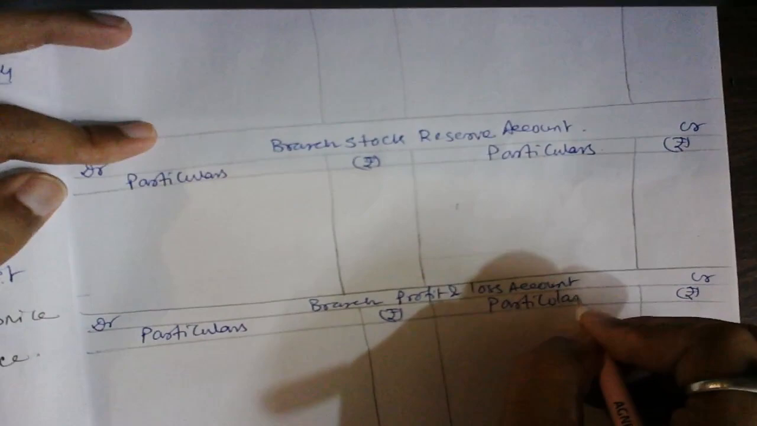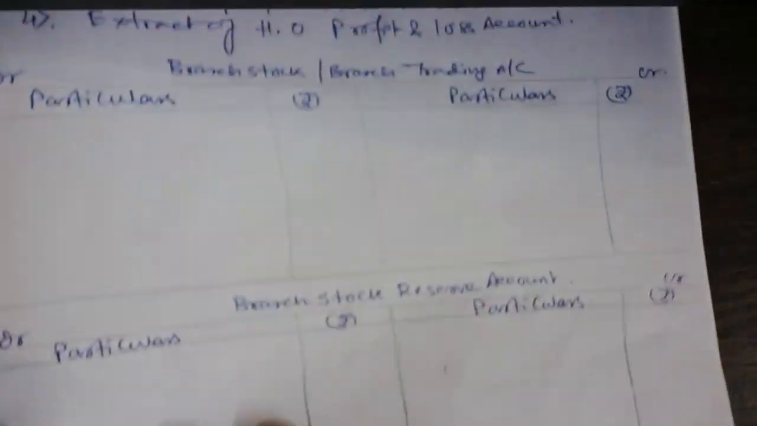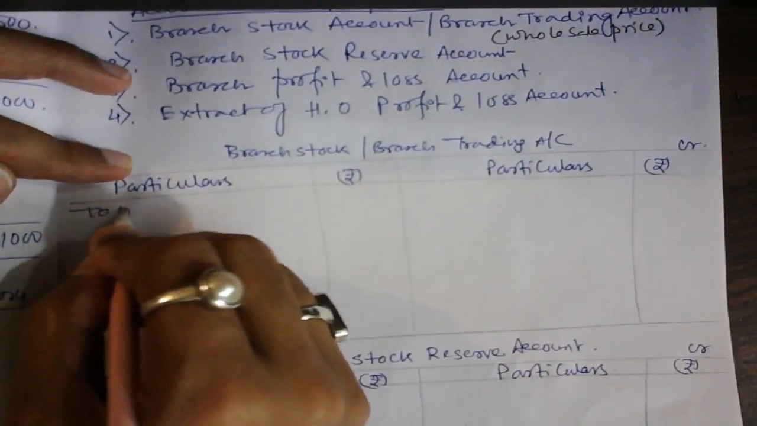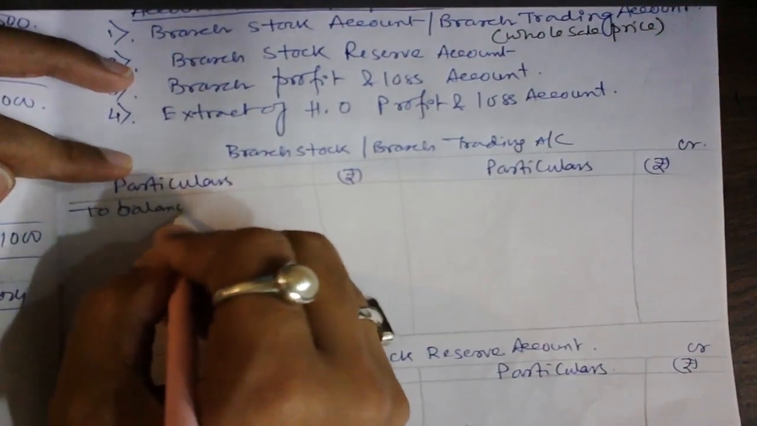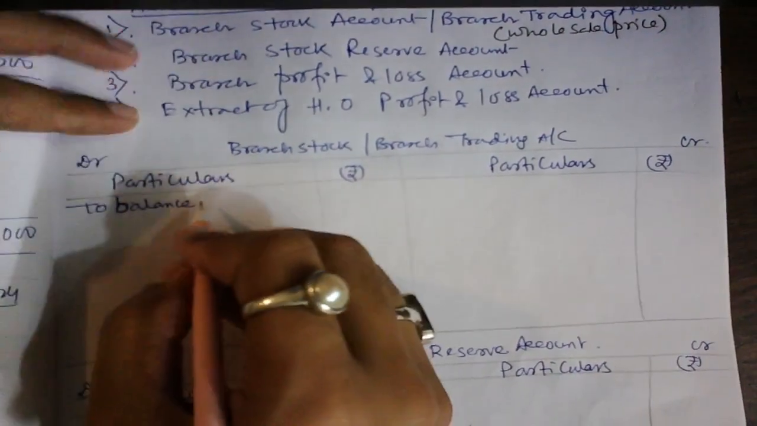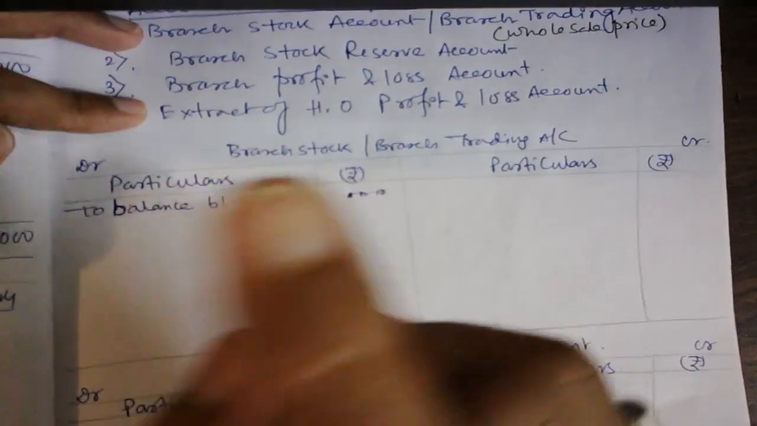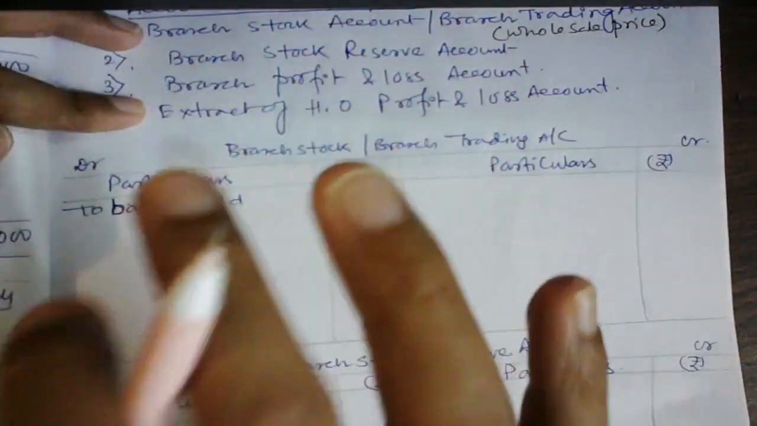Okay, now let's do the accounting. The very first thing we already learned: the opening balance should be plotted here, balance brought down. It's the opening balance, but remember this is at wholesale price. We are maintaining it at wholesale price. I'm repeating again, this is maintained at wholesale price.